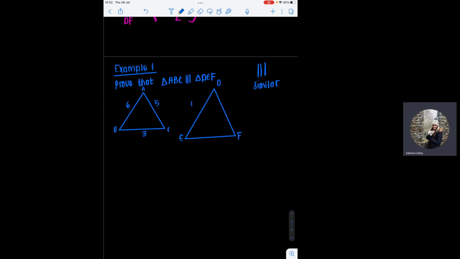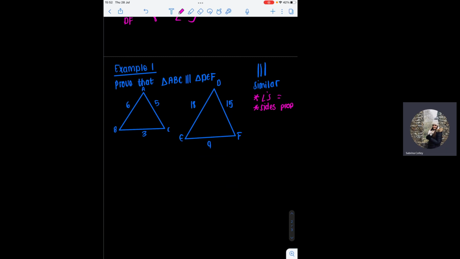This one is 18, 15, and 9. Okay, I say prove that those are similar. So now I know with similarity that I either need to prove that all angles are equal, or I need to prove that sides are in proportion. Okay, the fact that they gave me the side lengths, I'm going to use that second condition.